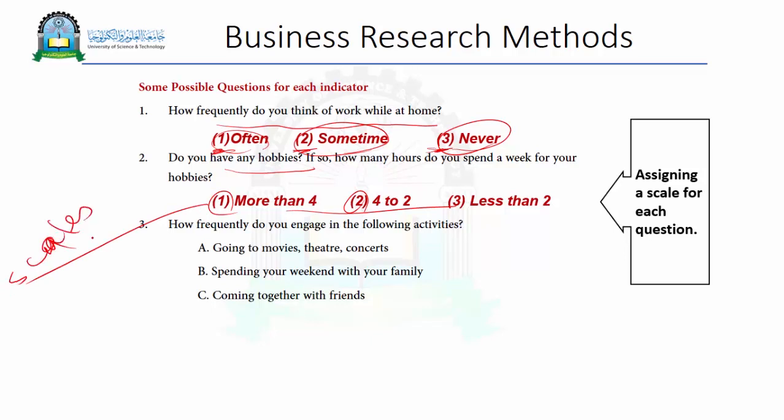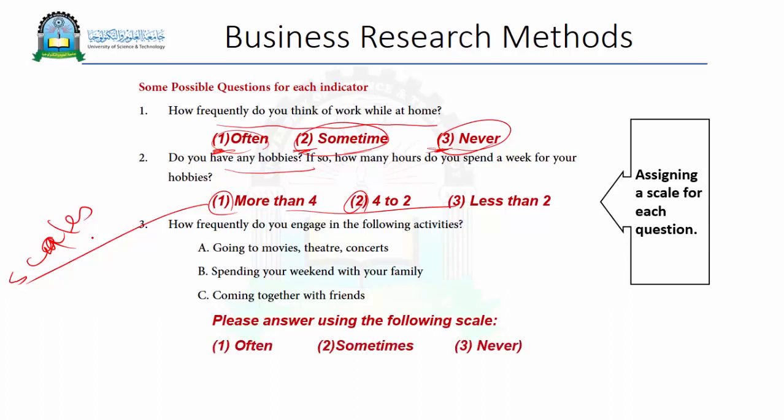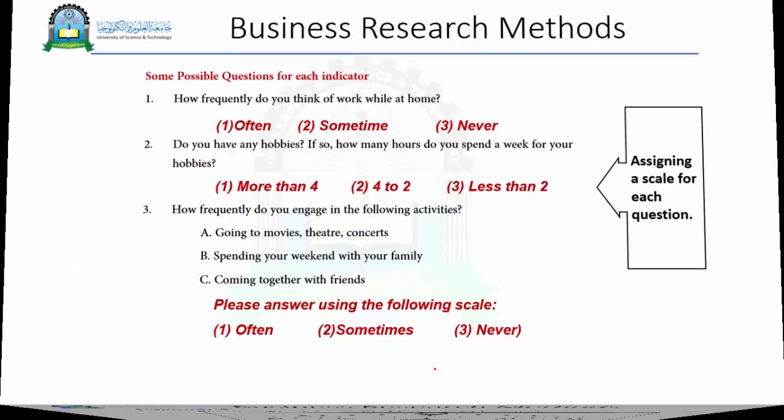The third one is, how frequently do you engage in the following activities? Going to movies, theater, concerts, spending your weekend with your family, or coming together with friends. So please answer using the following scale. These are also scales, whether often, sometimes, or never. So assigning scales means giving alternatives or fixed answers for the questions, and this is what we call the scales. And we have of course different types of scales.